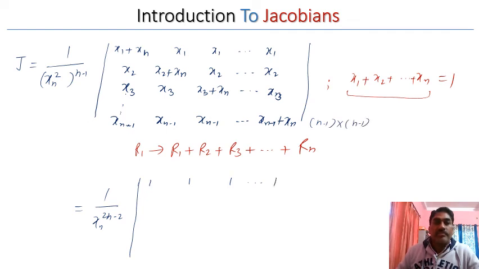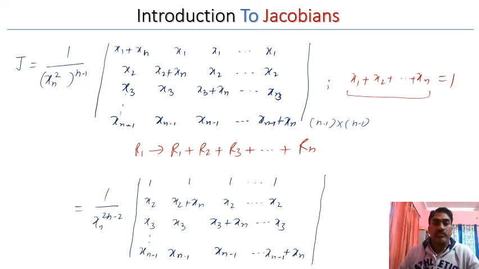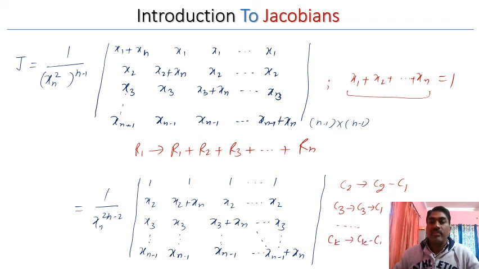So this, and then, sorry, the first element, yes, then x2 and x2 plus xn and x2, and in this fashion x3 plus xn, x3, and finally xn minus 1, xn minus 1, xn minus 1, xn minus 1 plus xn. So now what you can do, take the column operations. What are the column operations? These column operations: C2 minus C1, C3 minus C1, and in general Ck minus C1 for all k from 2 to n minus 1.